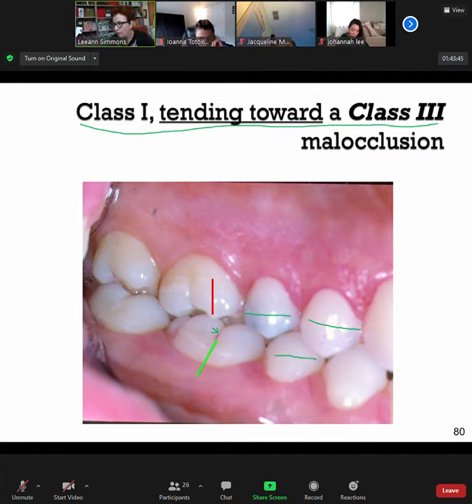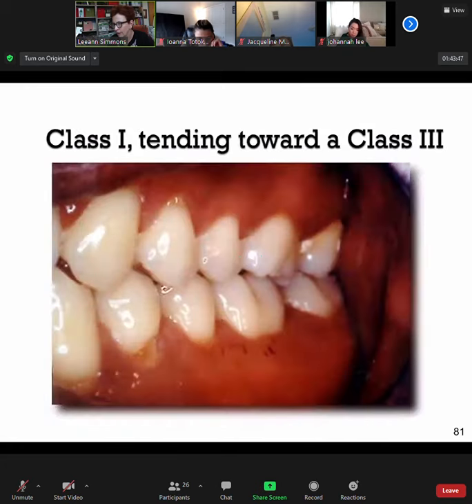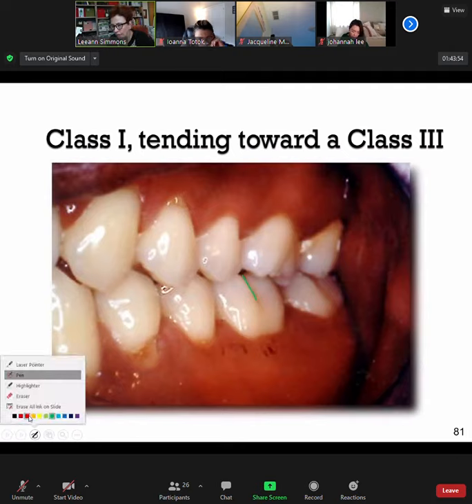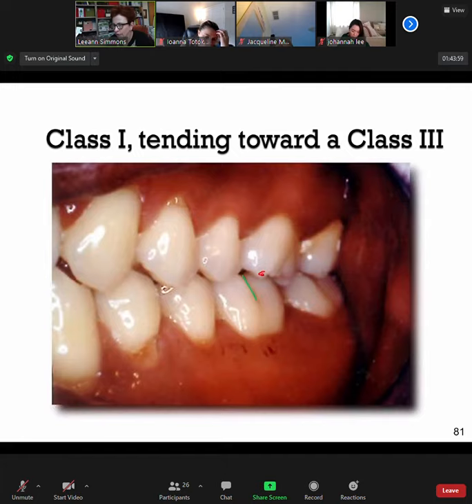Again, here, oops, didn't hit the right slide. So here again, here is my buccal groove on the mandible, and I see my mesiobuccal cusp of the maxillary molar here. So again, class 1 tending to a 3, because this is mesial to my maxillary landmark.